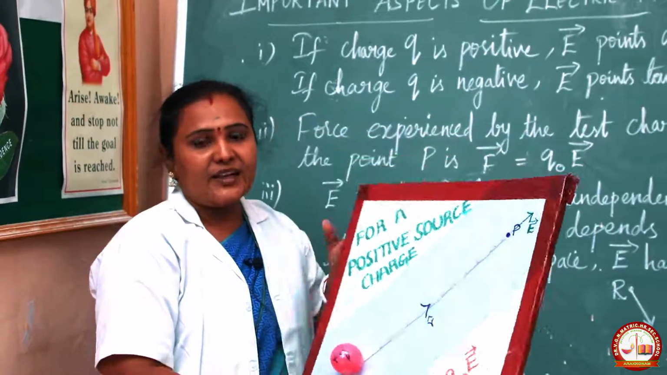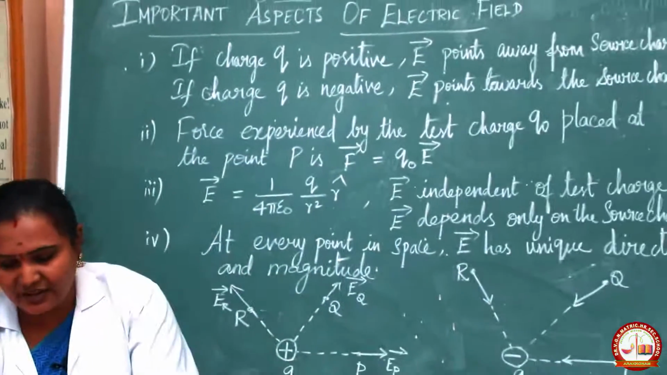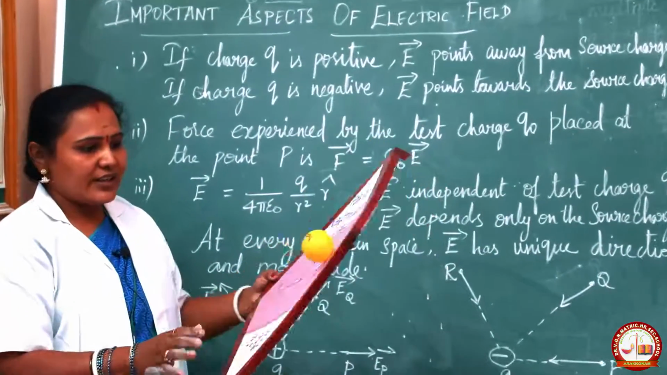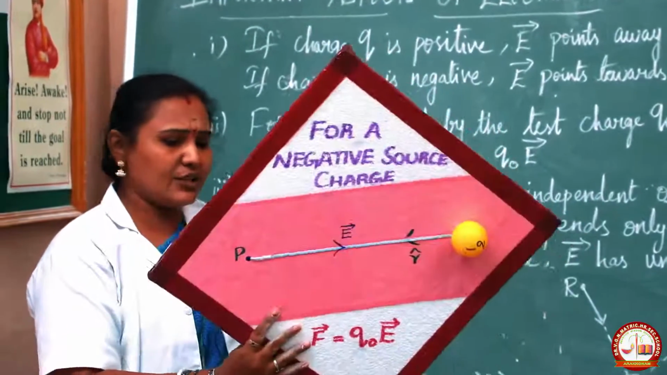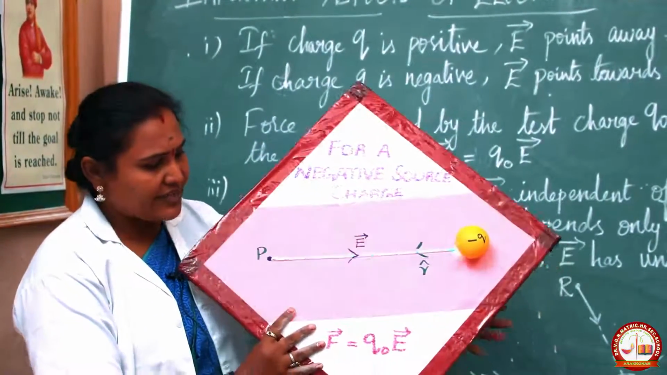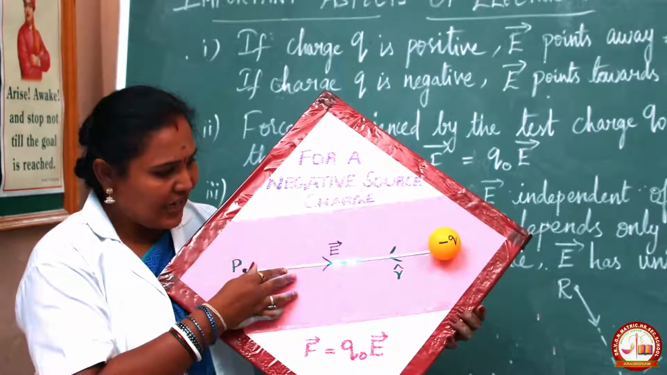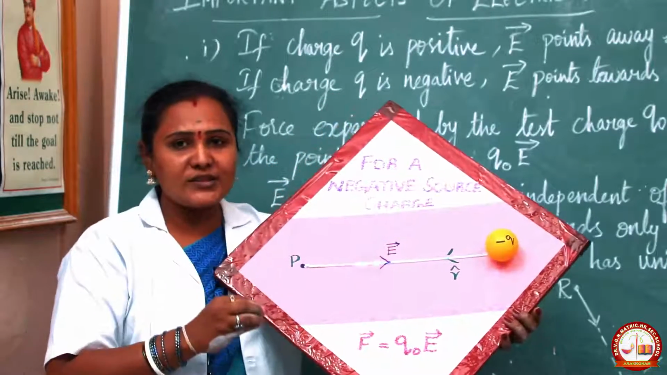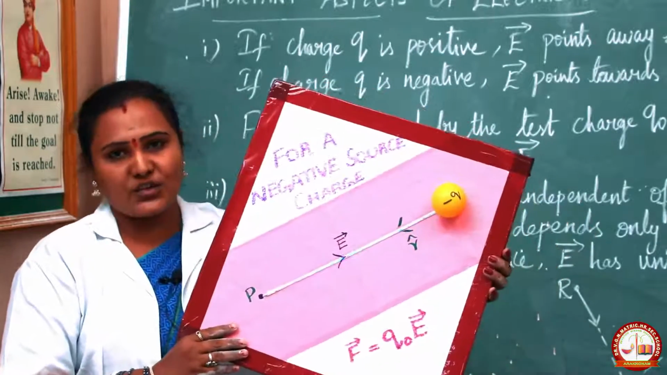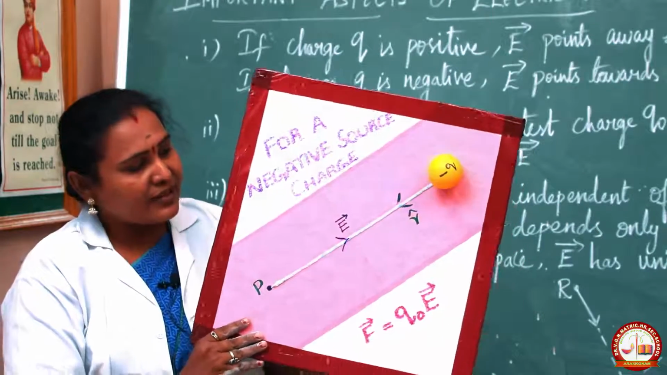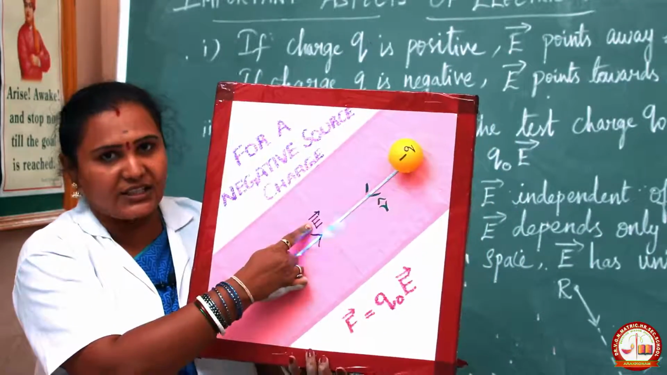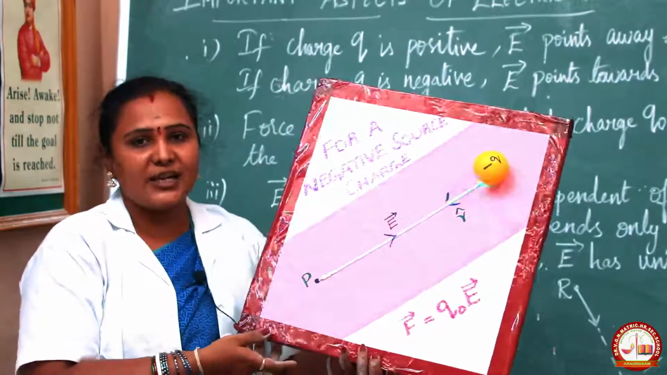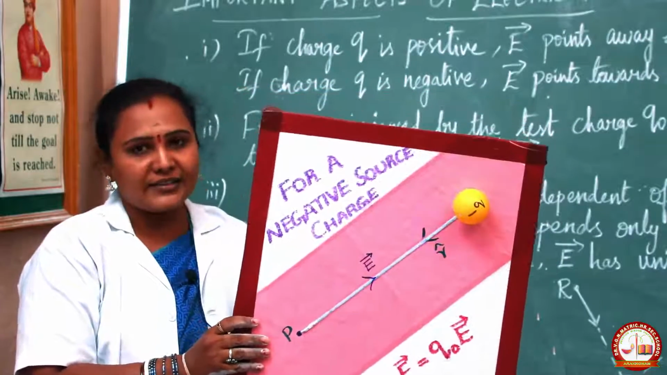And you can guess if the charge is negative. If the charge Q is negative, then we are considering here the charge Q as negative charge. You can see the electric field lines are pointing towards the source charge. If it is positive, they move away from the source charge. If it is negative, then the electric field E vector points towards the source charge, and that is the first important aspect of electric field.